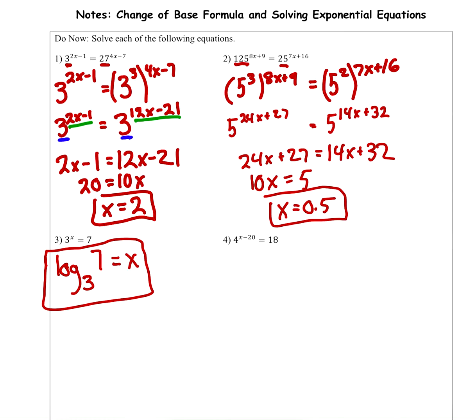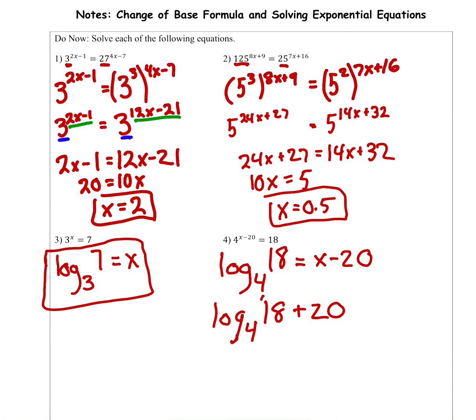And for 4, very similar thing. Our variable's in the exponent, so we're going to want to use logs. It'll be log base 4, and it equals the exponent, because it's the inverse operation to an exponential, and my argument goes there. X is not solved for yet, we just have to do one more step and add 20 on both sides. So log base 4 of 18 plus 20 equals x.